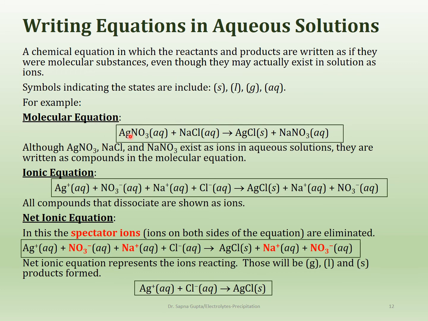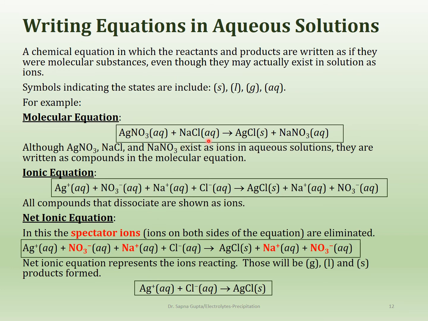So this is what we call a molecular equation, because even though these are written as aqueous, we really have not shown any ions in here. This is called the molecular equation. This is the first equation we write out. The next equation is called an ionic equation, and in an ionic equation, you will dissociate everything that is possible to dissociate. For example, silver nitrate is aqueous, which means it is dissolved in water, which means you have silver ions and nitrate ions, and you have one of each.